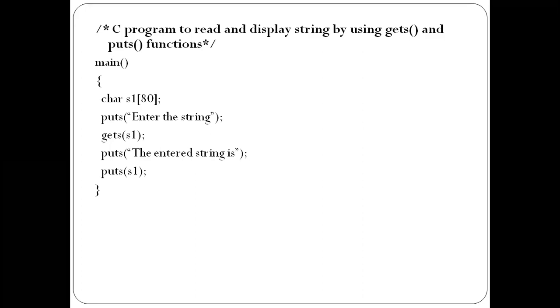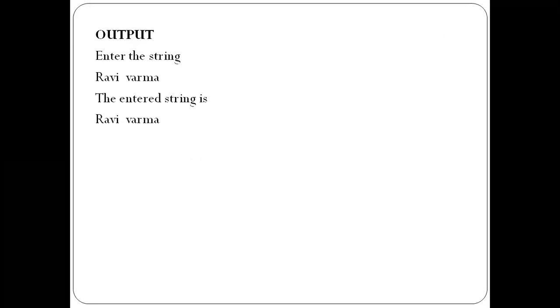Gets is an input function and acts just like scanf, but I am not defining an ampersand or percentage s in gets. Another puts, "Enter this string is", and puts displays the string s1 on the screen. This is the output. First, enter the string. I am entering Ravi Varma. The output displays: Ravi Varma.